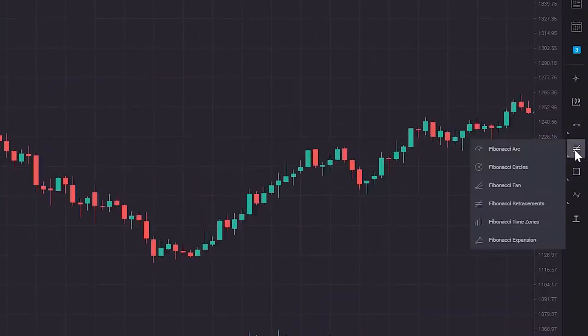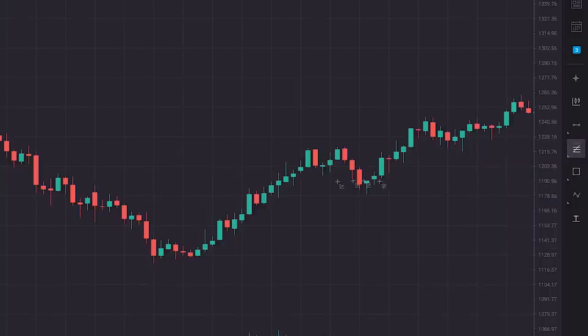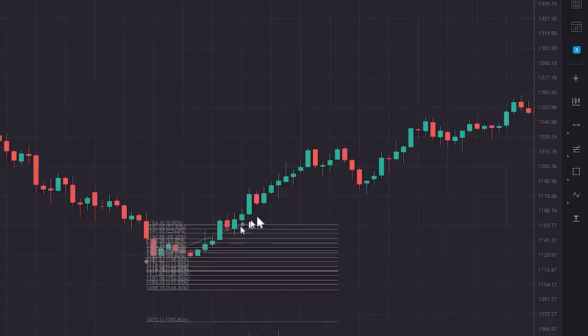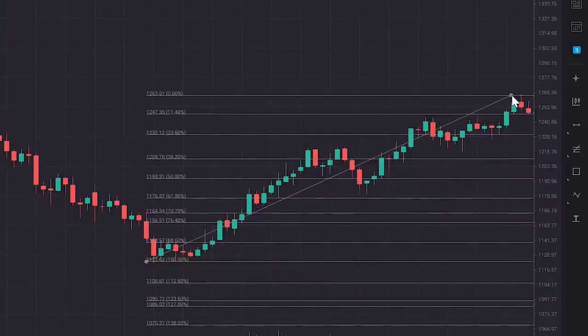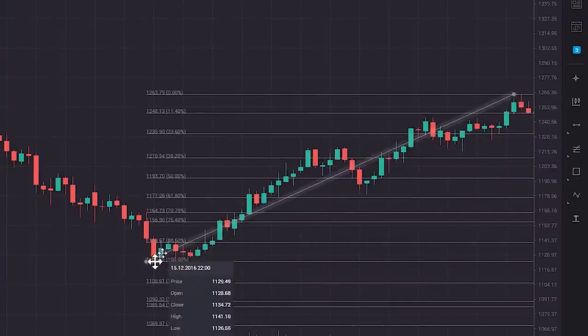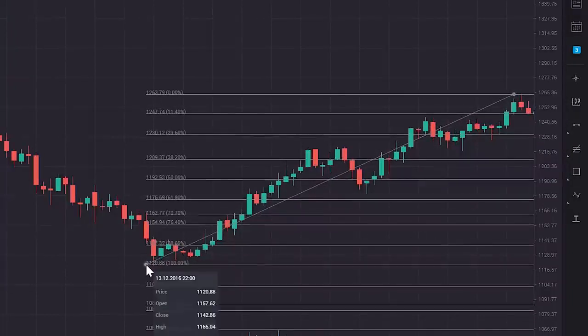So we pick them up from here. We start at the beginning of the move. So I click down there and then drag it all the way up to the high, and it puts the retracements on for me. Let me just adjust this one down here. There we go, that's better.